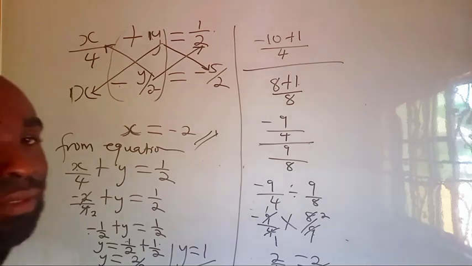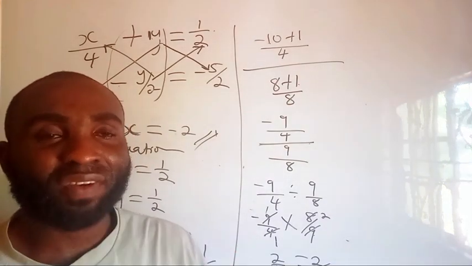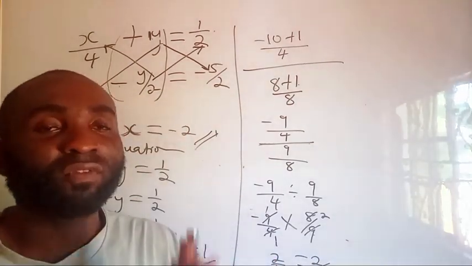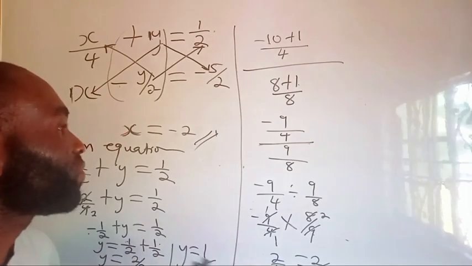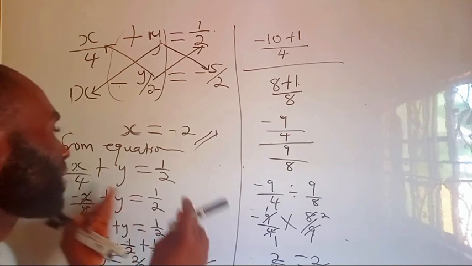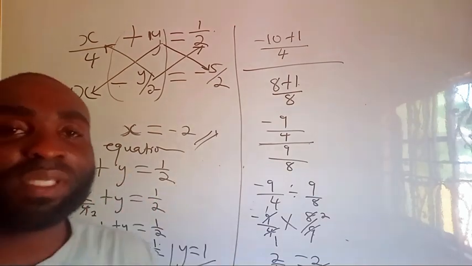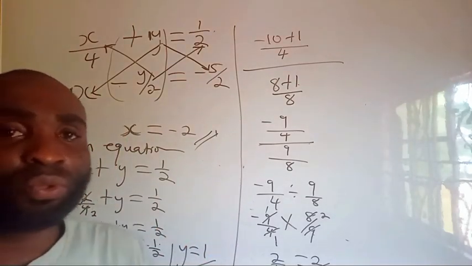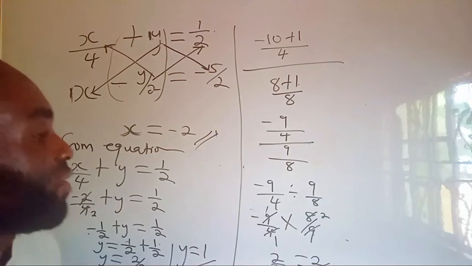So y is 1. So you see, it worked perfectly for a simultaneous equation involving fractions. So when you have it, you don't have to waste your time. You don't even have to take your time as long as I have been explaining. It's because I'm teaching you that it took me that long to arrive here. You can just go straight, the way I did it.